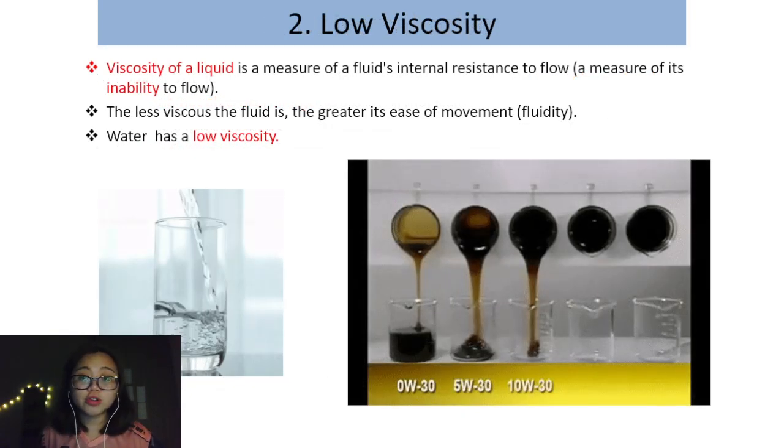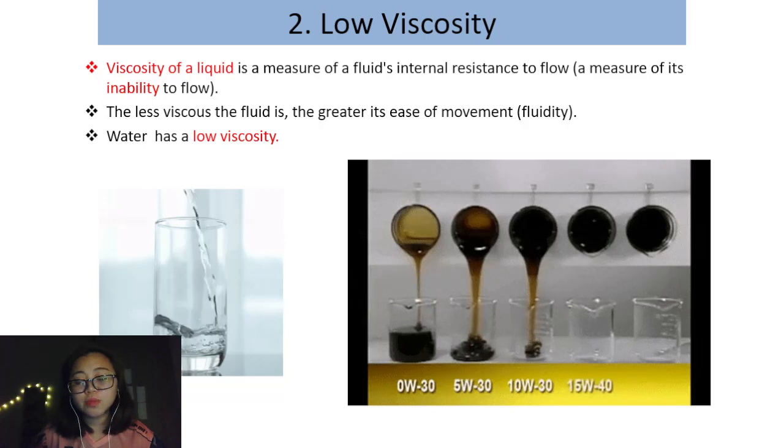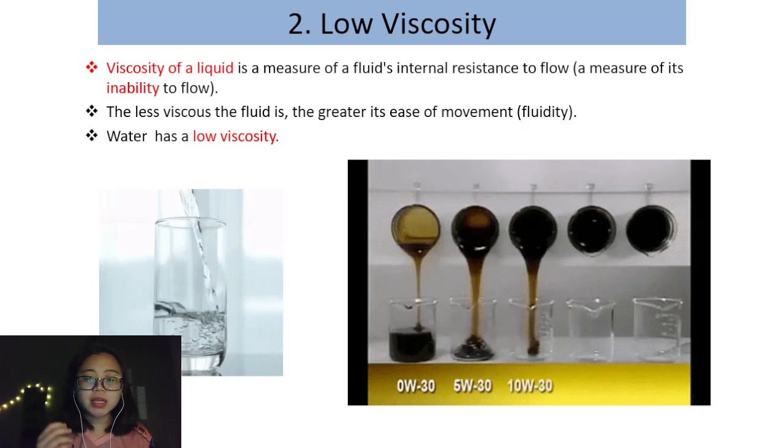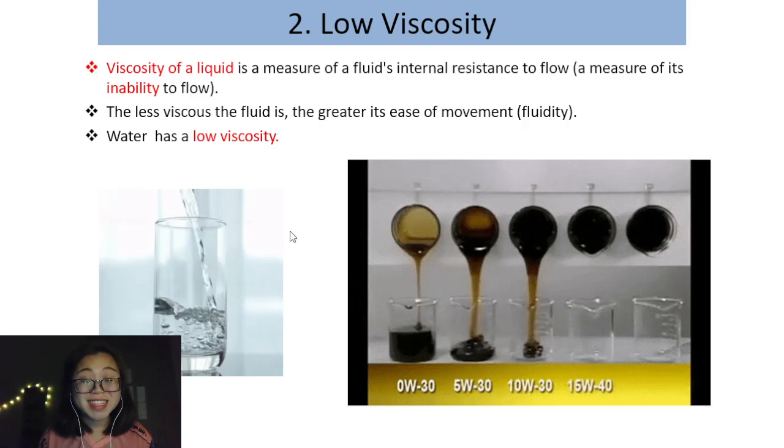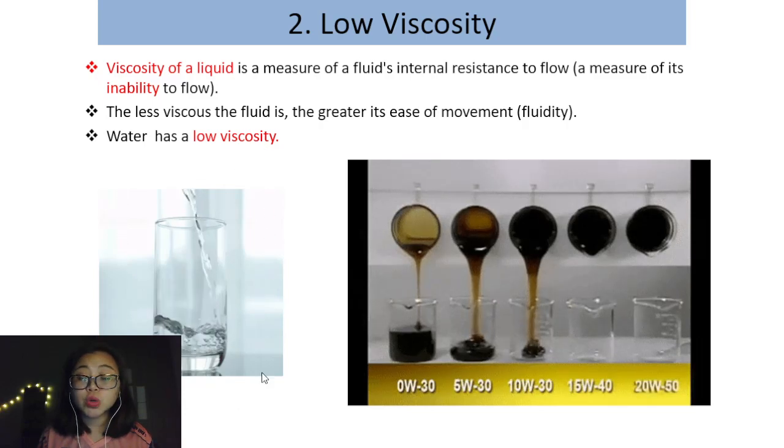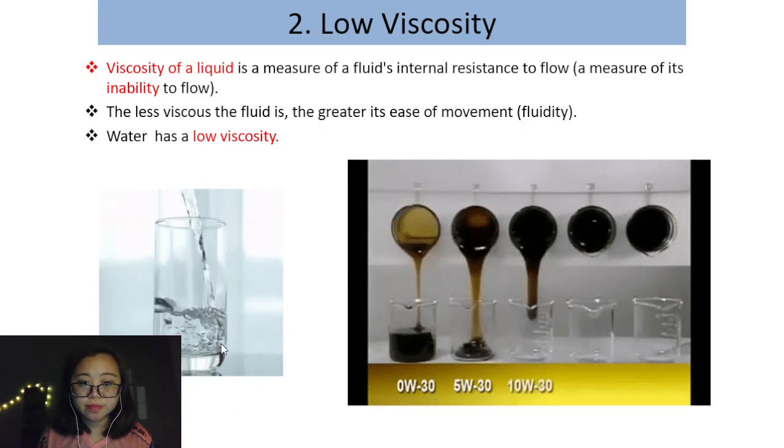Okay, we are moving on to the second unique property of water. This one is low viscosity. Apa maksud viscosity? It's very easily explained through this picture. The less viscous a fluid is, the greater its ease of movement. So, tengok macam ni. Water has low viscosity, so it flows very easily.